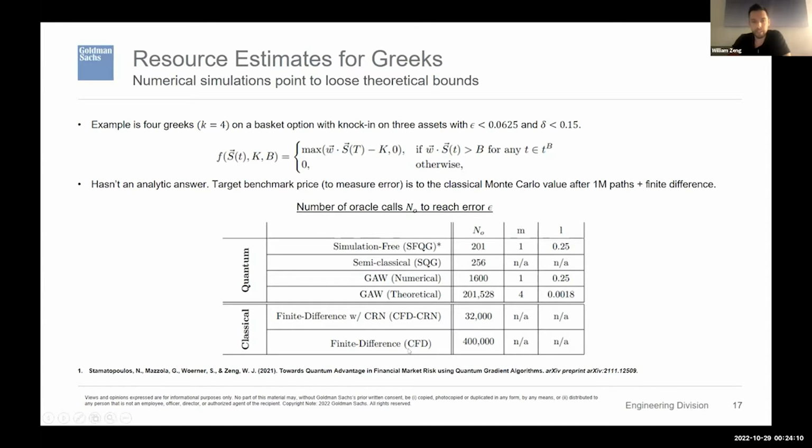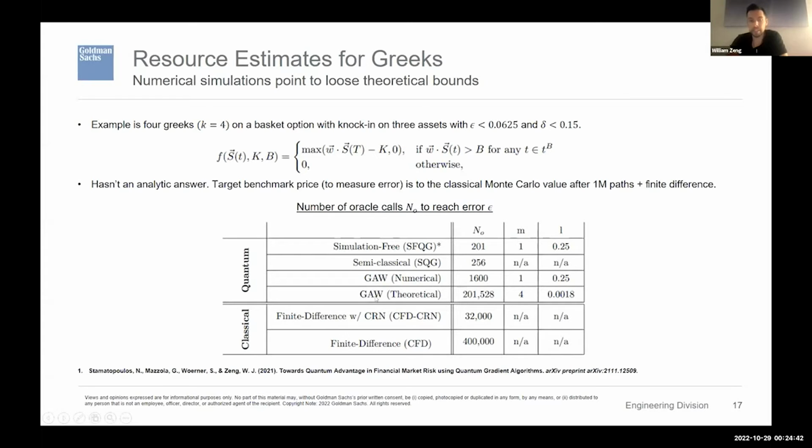So we looked at a bunch of the different algorithms that I discussed and compared them. If you do this with classical finite difference, we did this in terms of oracle calls. The number of oracle calls you need is about 400K. Common random numbers reduces it by more. The semi-classical method that I mentioned, where you just do pricing quantumly, but use classical finite difference, actually performs really well.